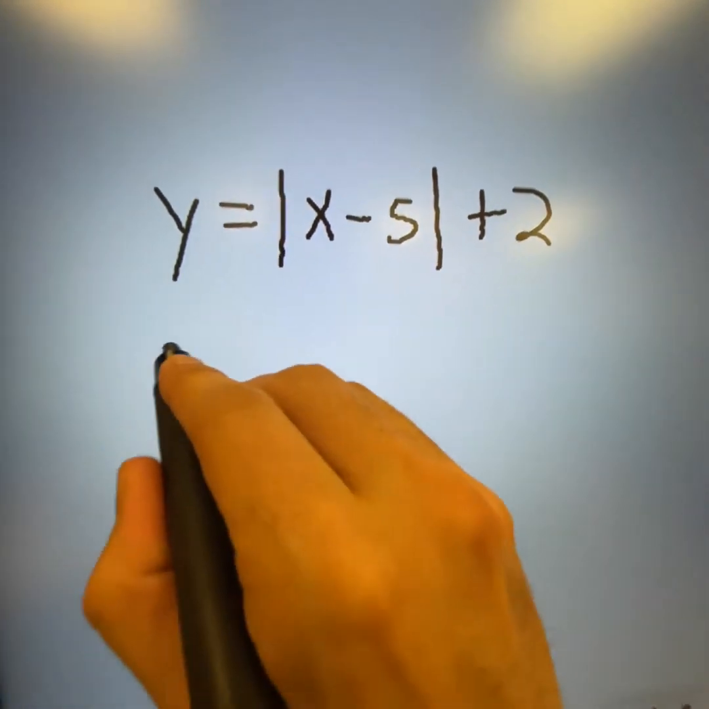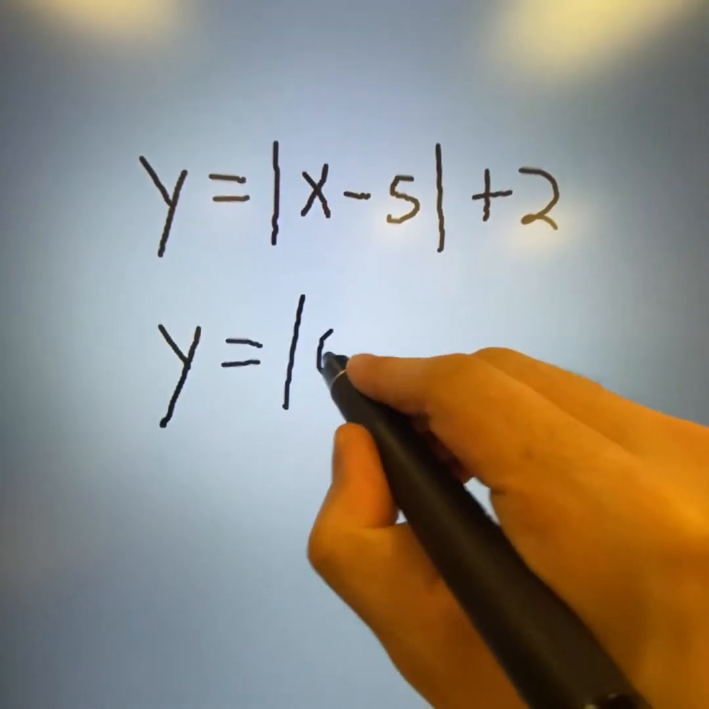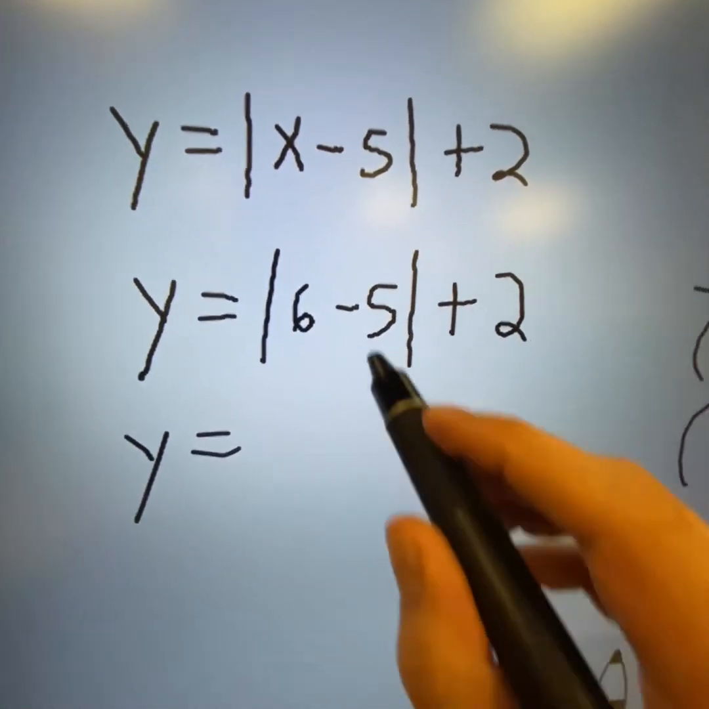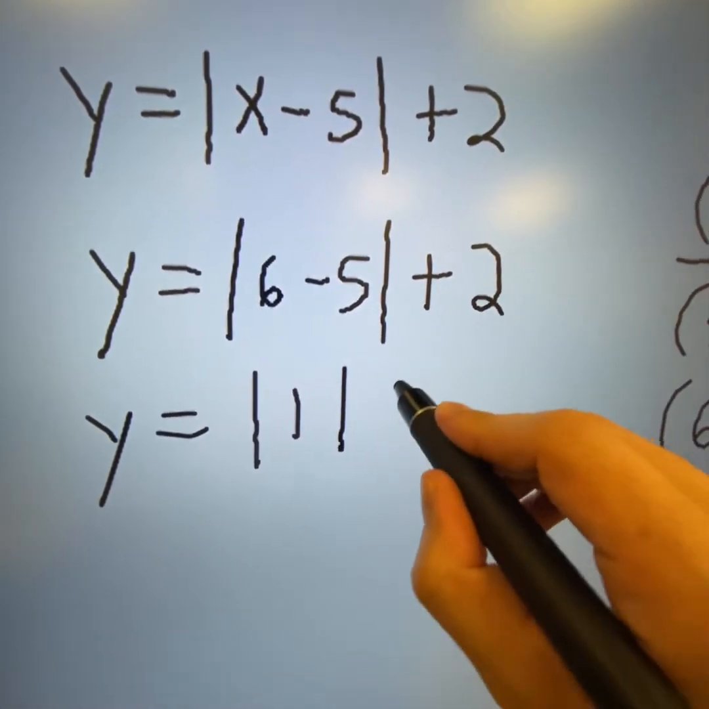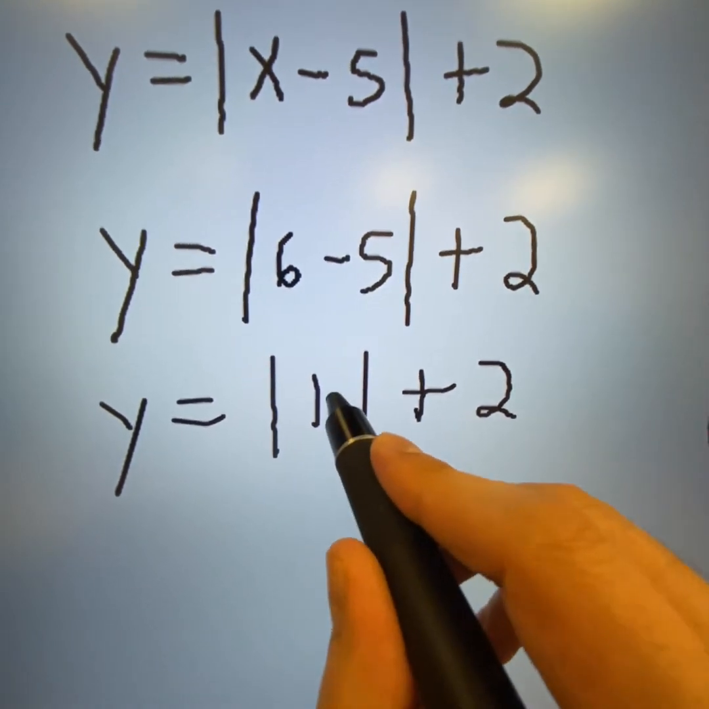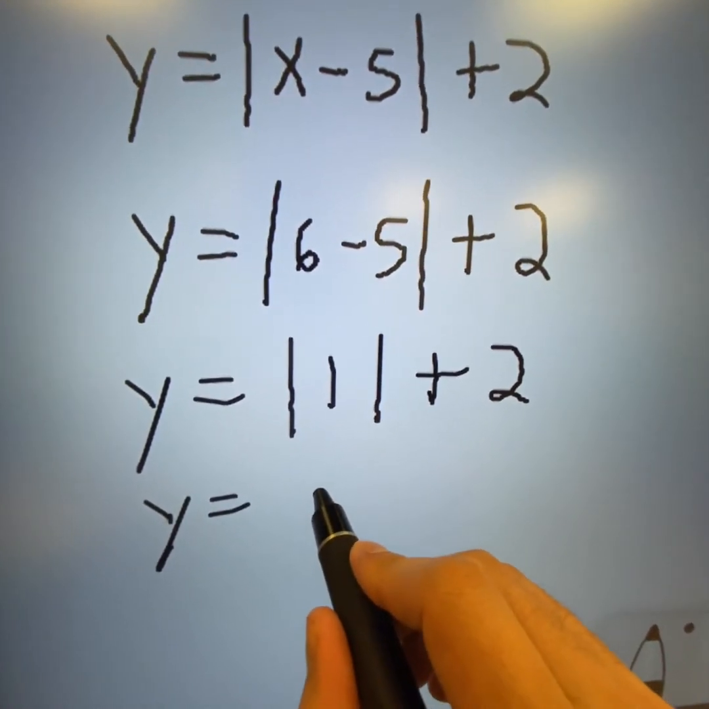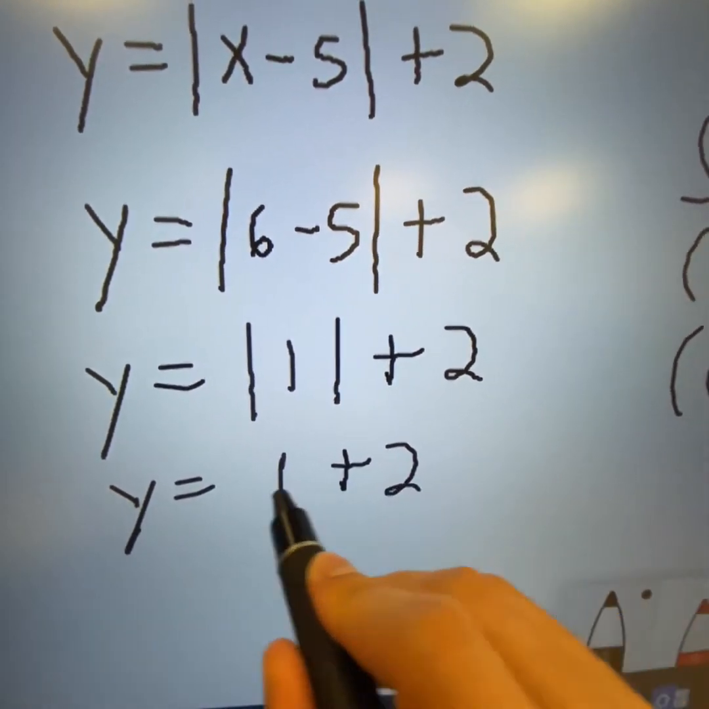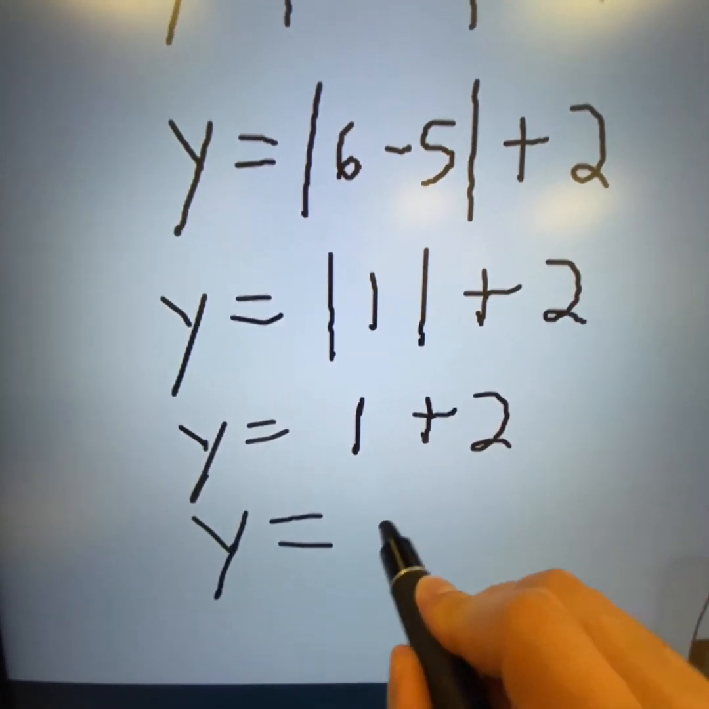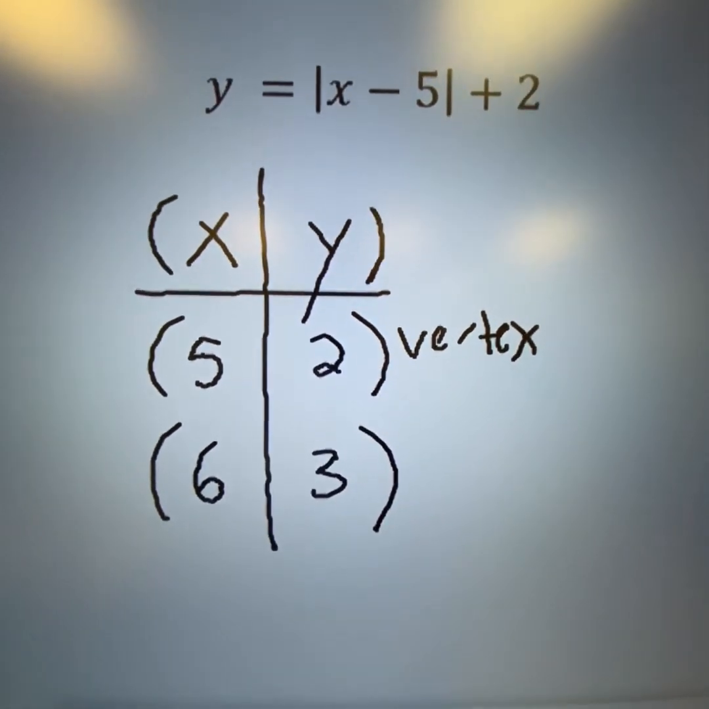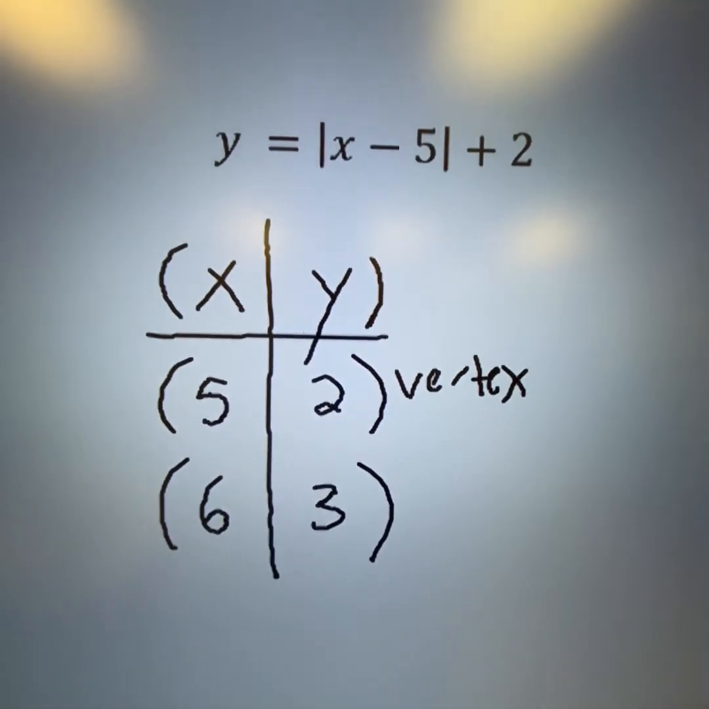So I go to my equation, and I'm going to substitute 6 in place of x and evaluate. So 6 minus 5 is 1. The absolute value of 1 is saying how far is that from 0. That's 1 space away from 0 on the number line. So I get 1 as my answer. And then 1 plus 2 gives me 3. So my output is 3 for that one. So I have my 2 points, and that's enough information to graph this absolute value function.